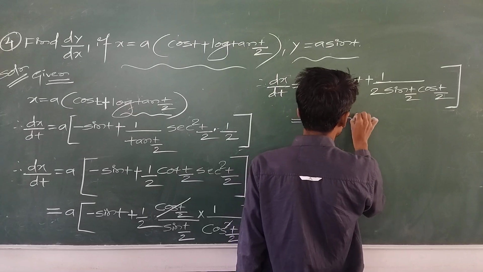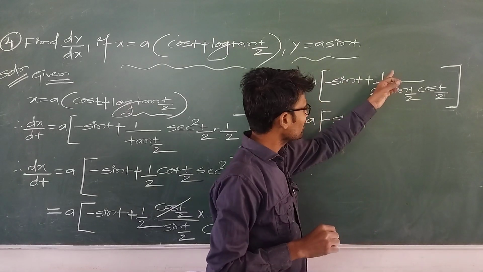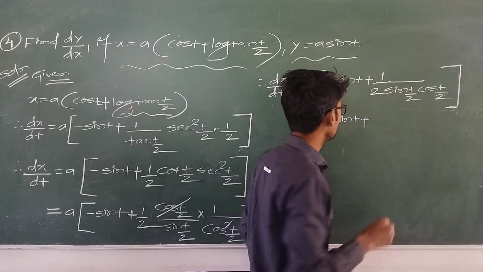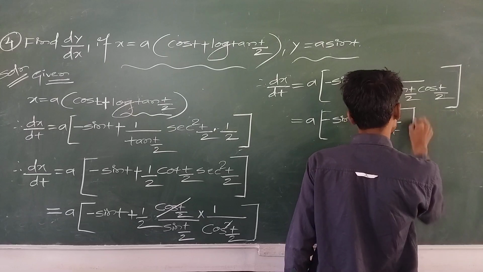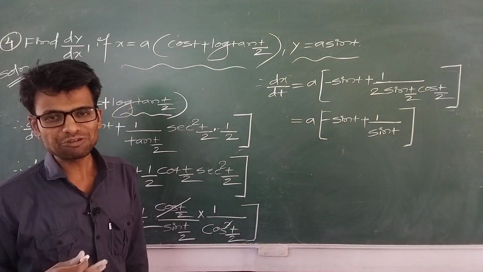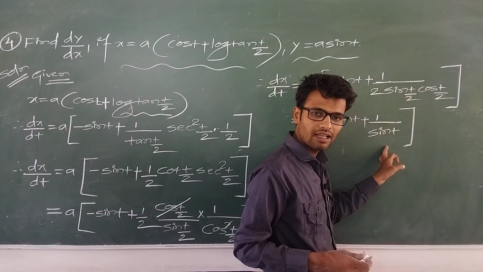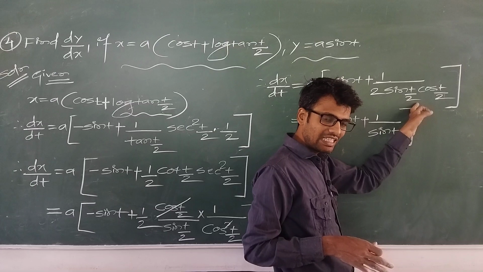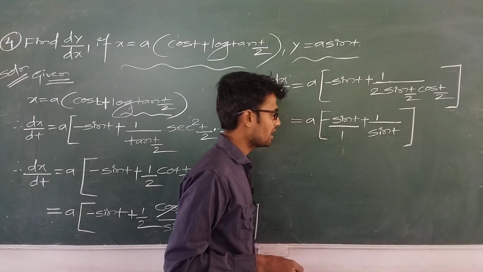So dx by dt is equal to a inside bracket minus sin t. The half angle formula I have to use, that is 1 by 2 sin theta by 2 into cos theta by 2. It is 1 by sin t, because we have the formula sin theta is 2 sin theta by 2 into cos theta by 2. So 2 sin theta by 2 into cos theta by 2 is sin theta, but in place of theta we have t, hence I wrote sin t.